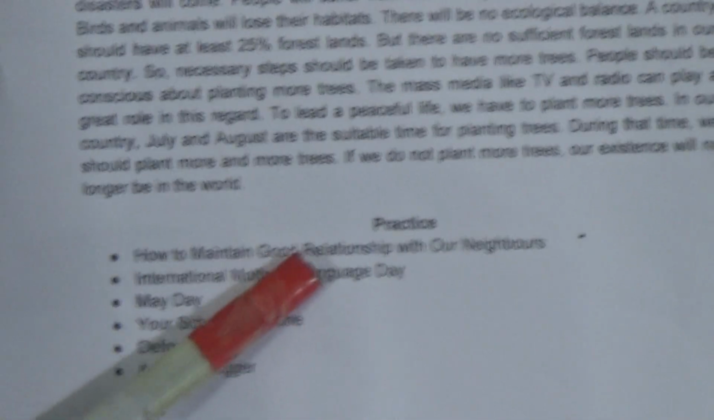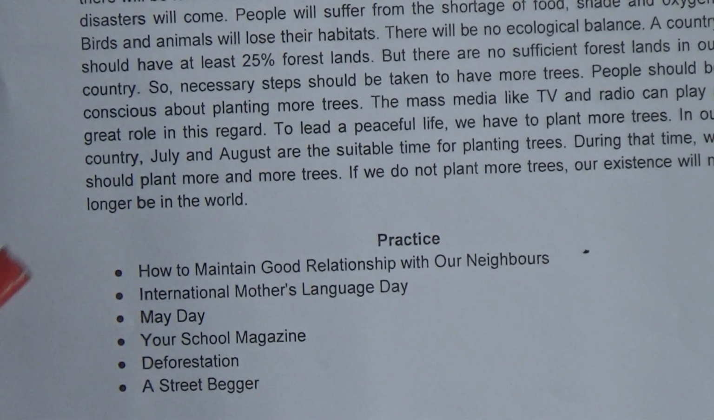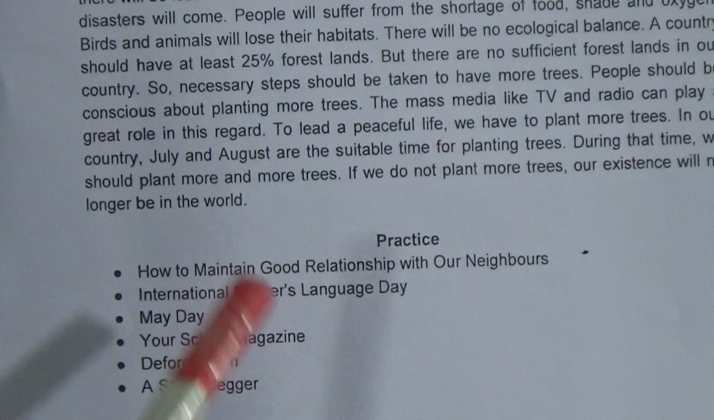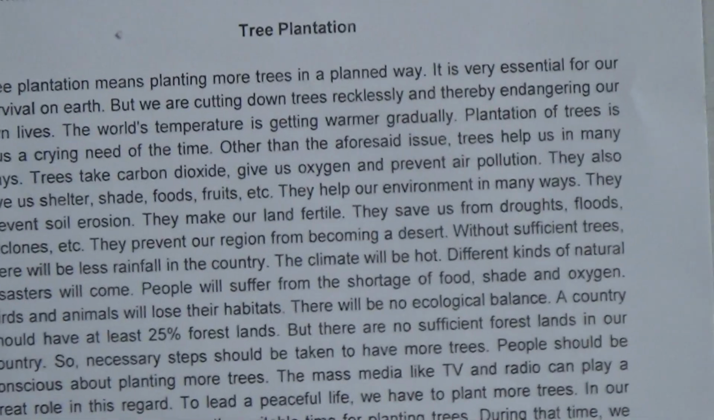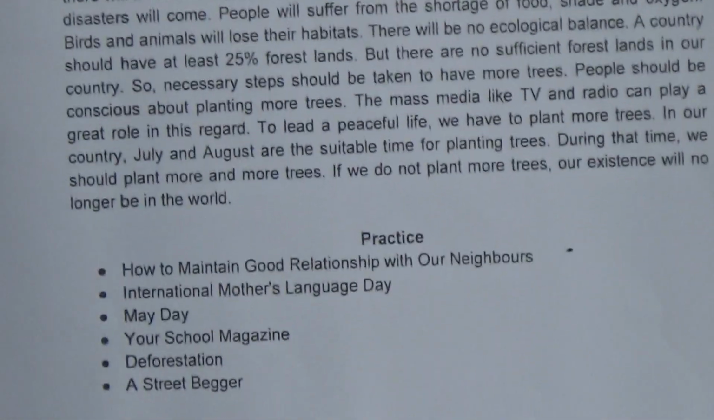Now look, how to maintain good relationship with our neighbors, International Mother's Language Day, May Day. These three paragraphs are textual, and now there are three other paragraphs. Those are non-textual: your school magazine, deforestation, street beggar. So you have to learn or practice these 8 paragraphs: Independence Day, tree plantation, how to maintain good relationship with our neighbors, International Mother Language Day, May Day, your school magazine, deforestation and a street beggar. So there are 8 paragraphs in total for half yearly 2021. So all of you will learn and practice these 8 paragraphs.